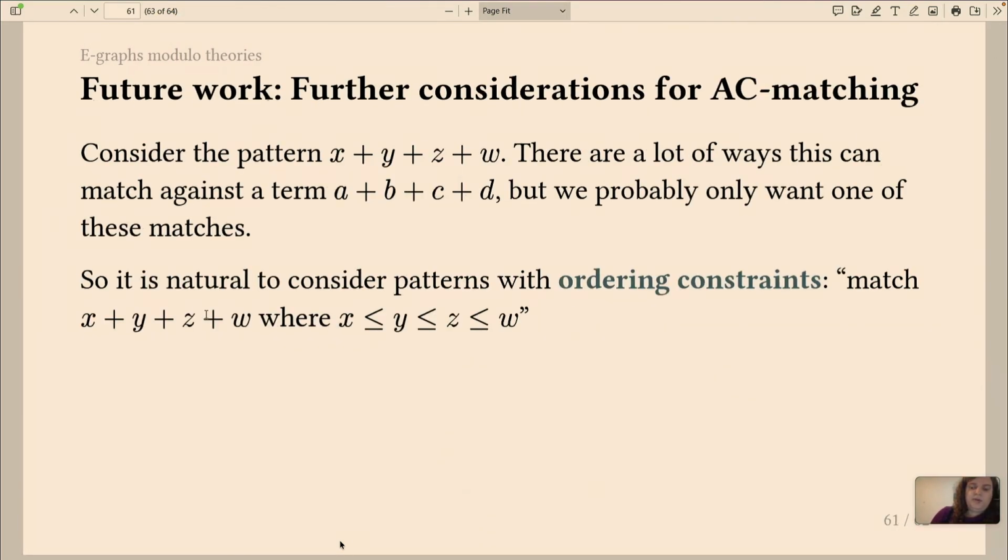And a brief discussion of future work. If we just want to match, for example, this pattern, there are a lot of ways you could match this against this term, a plus b plus c plus d. But probably, in this case, we might just be looking for any case where there's 4 things added together. So there's a lot of redundancy in this space of matches as well. One way to deal with this, just some trick that I've found in existing literature, is that we might have some ordering constraints. So we could say that the substitute for x has to be less than y, has to be less than z, and that cuts down the potentially combinatorially big space of matches.